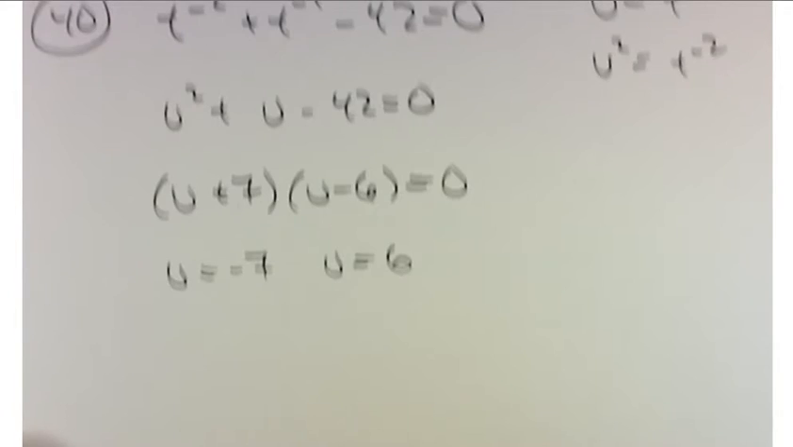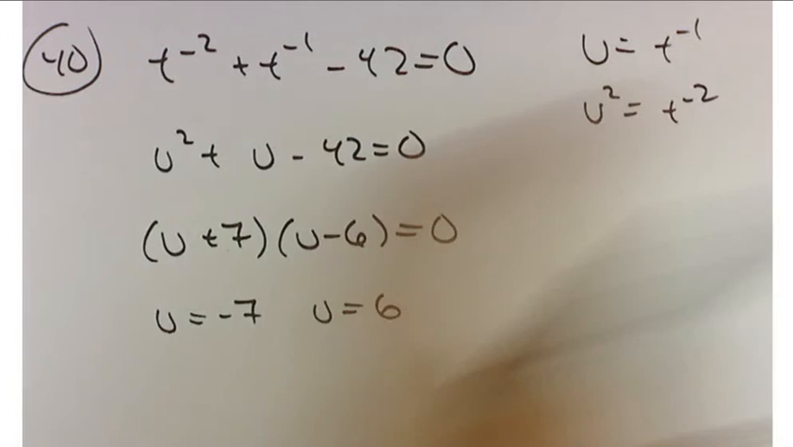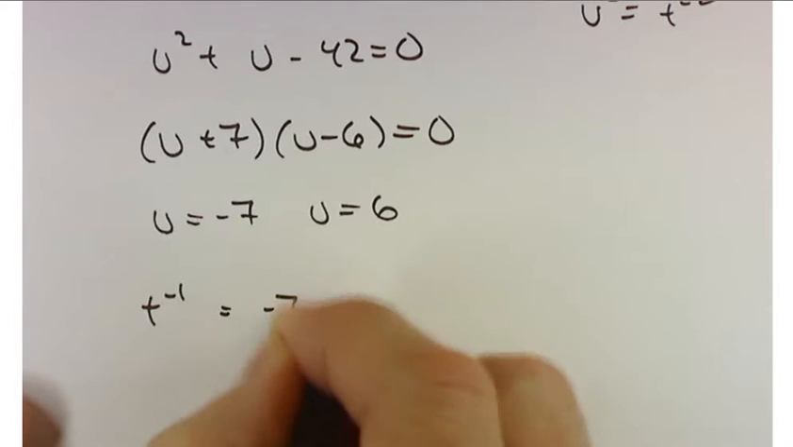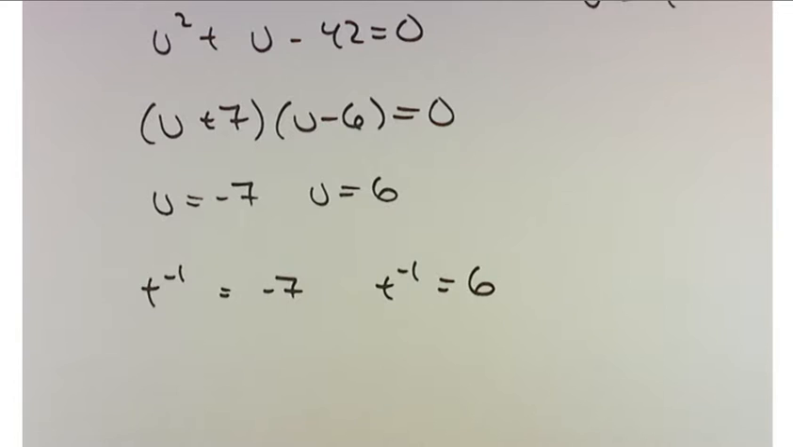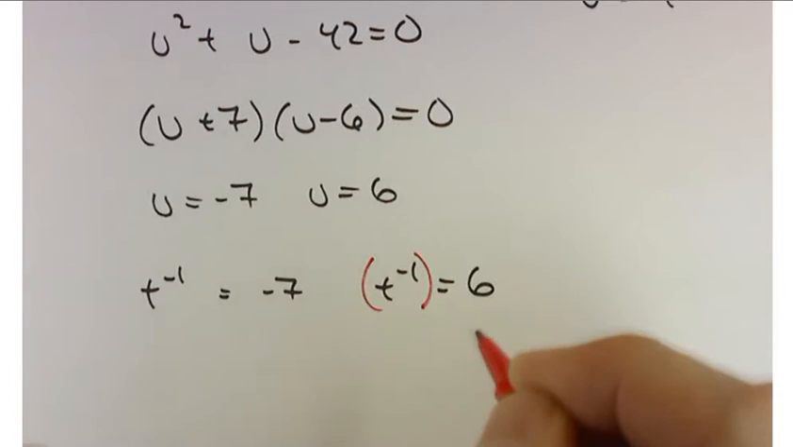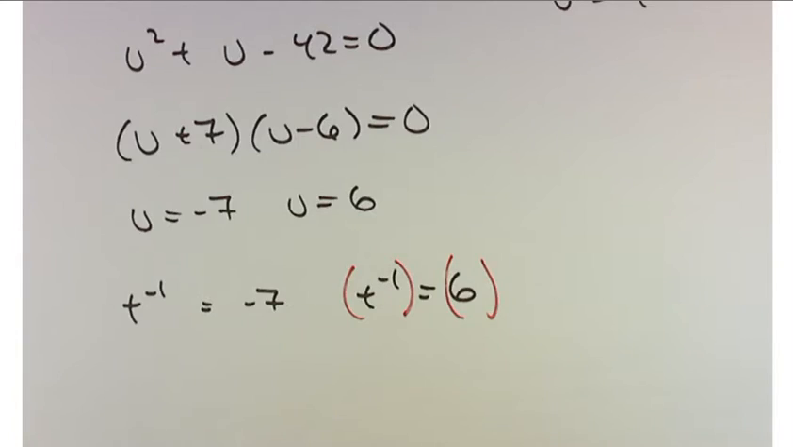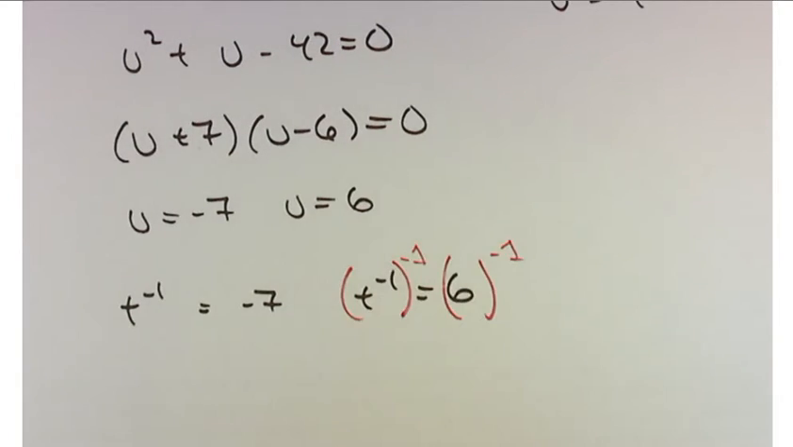And then you look back and say, all right, well, U is really t to the negative first power. So here's where we're using t again. T to the negative first power equals negative 7, and t to the negative first power equals 6. Now, negative 1 is kind of an oddball in terms of how it works out, but negative 1 is its own reciprocal. So if I wanted to raise both sides to the reciprocal power, the reciprocal of negative 1 is negative 1. So I'm going to raise both sides to the negative first power.